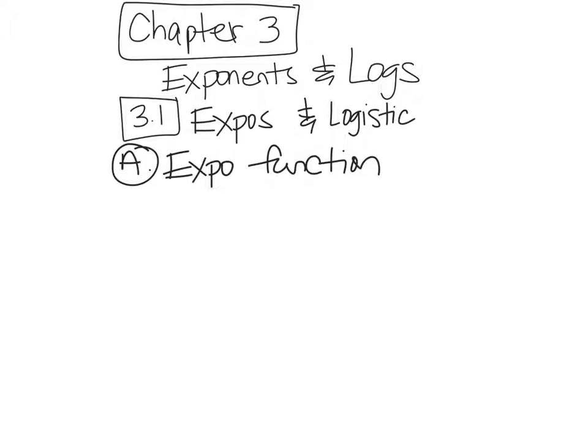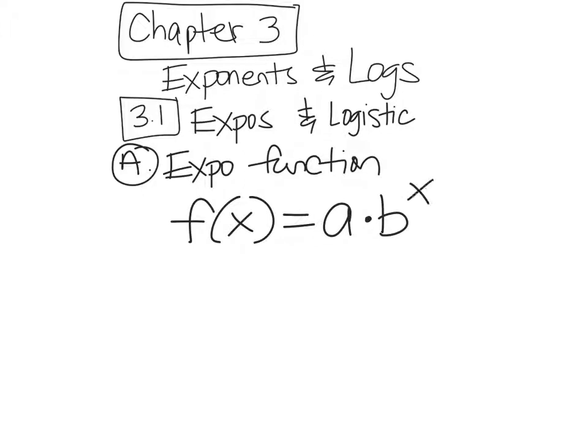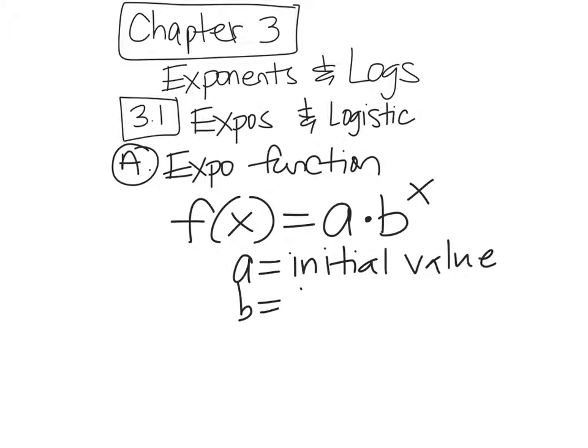This is what an exponential function looks like. f of x is equal to a times b to the x. This is not to be confused with a polynomial. A polynomial's exponents are numbers, 2, 3, 4, 5. In an exponential function, the exponent is the variable. So a is going to be our initial value, and b is the base, and b is not equal to 1.